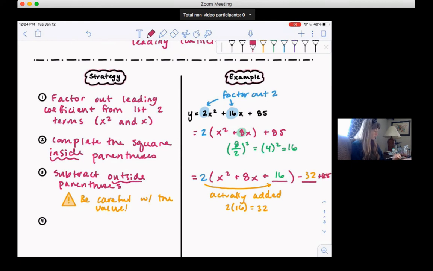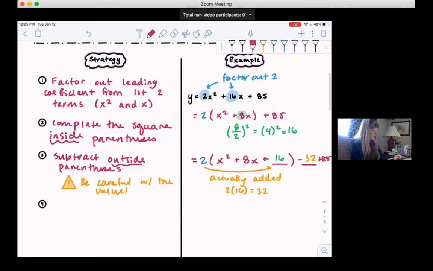Running out of space a little bit. Okay, so the two new things here are that we have to factor the leading coefficient out first, and when we subtract, we have to incorporate the leading coefficient into the number that we subtract. All right, now our last step is just like before. We're going to factor our perfect square that's inside the parentheses, and we're going to combine the like terms outside the parentheses.